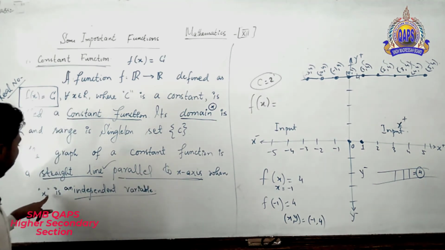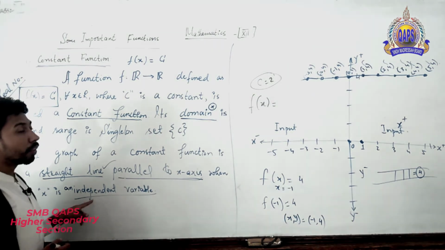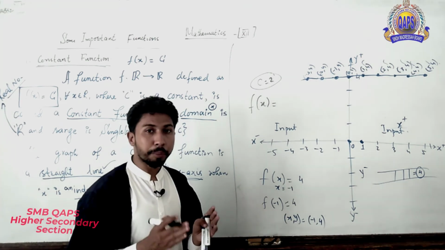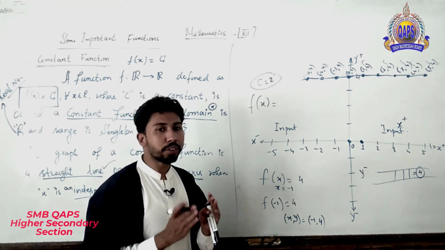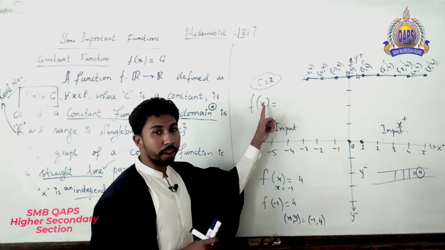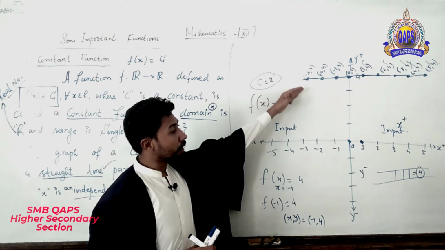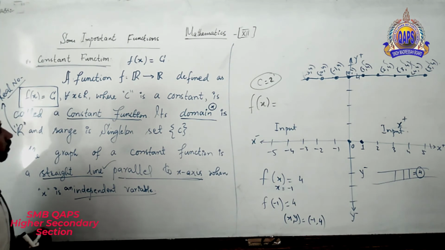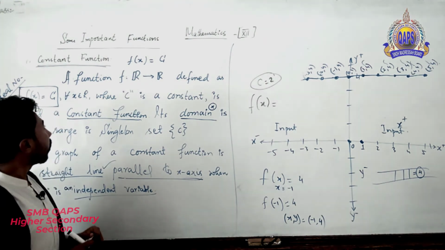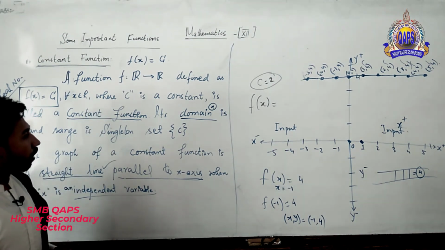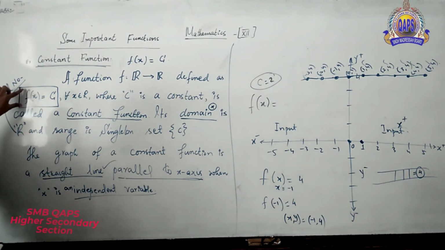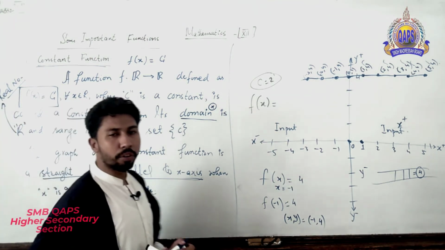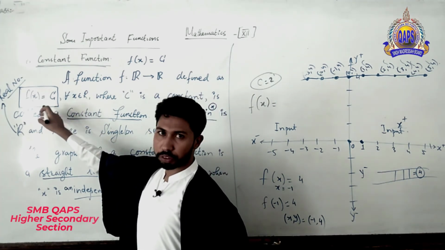If y is the independent variable, then it must be a straight line along the y-axis, the line which is parallel to the y-axis. But for x, this is a line parallel to the x-axis, and this is a straight line. So today, the constant function: we have already given the definition of the constant function, and a constant function must be represented in this form. So c is any constant number or any particular number; it depends upon the given function.